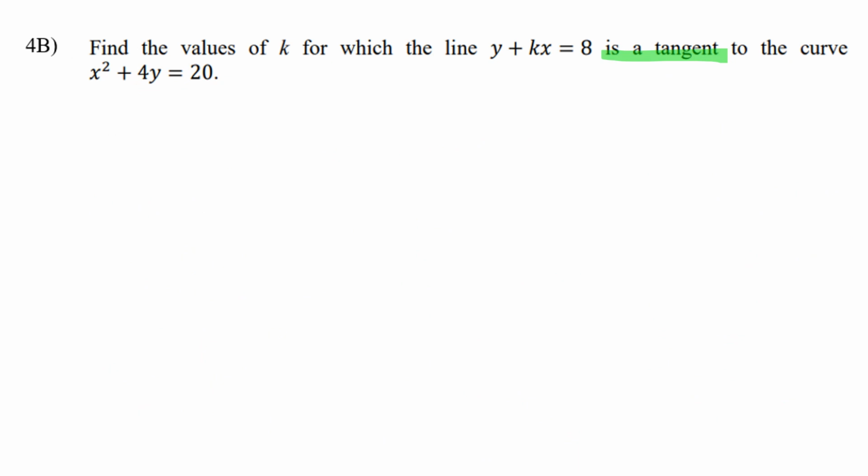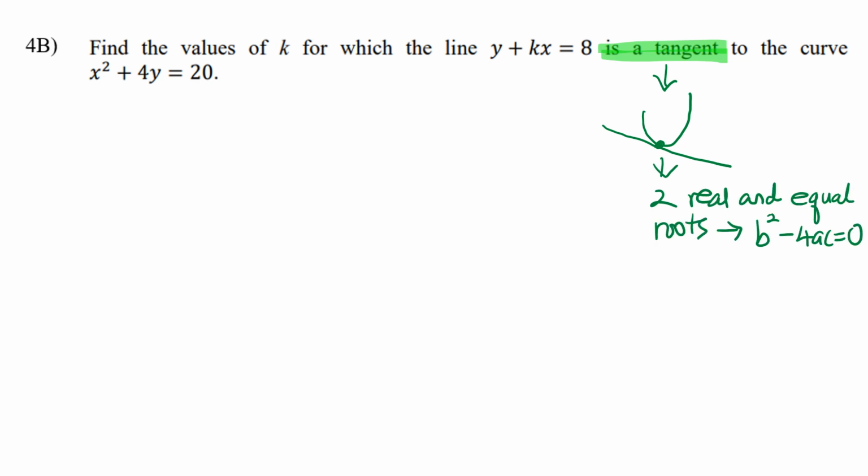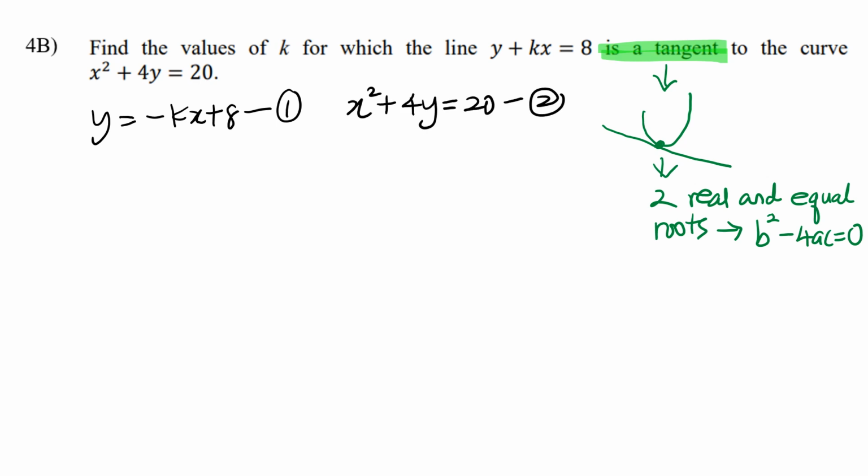Alright, so the concept here is the line is a tangent. What do you mean by the line is a tangent? It means the line cuts the curve at only one point, so you have two real and equal roots. The concept involved here means the value of b squared minus 4ac is equal to 0. So same thing, form equations in terms of x.